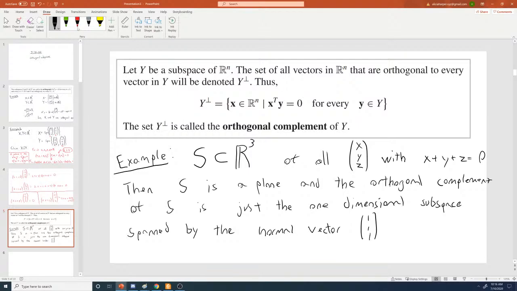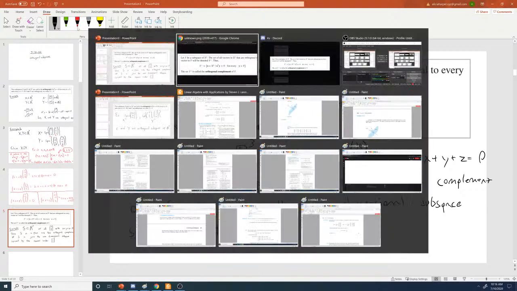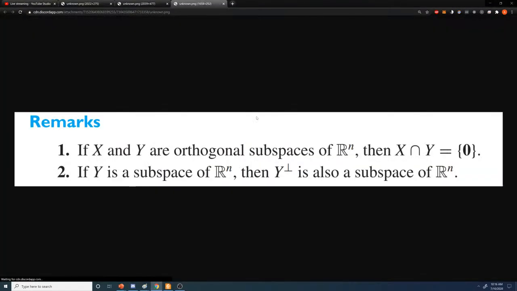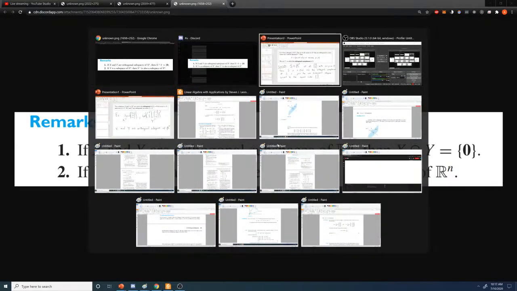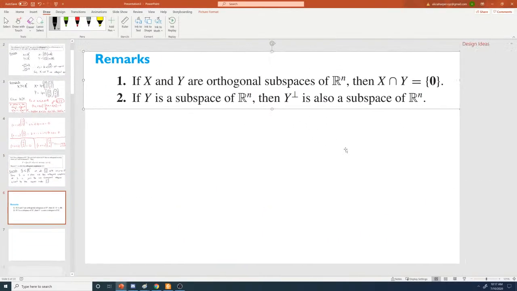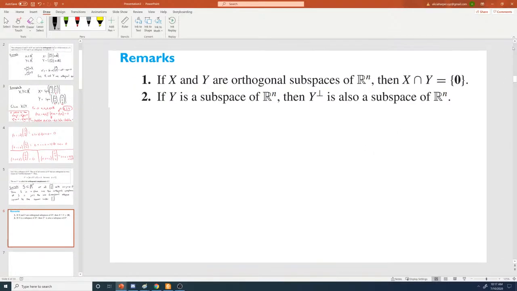Before I get to that, though, I just want to make a few simple remarks on the nature of orthogonal subspaces. So let's suppose that X and Y are orthogonal subspaces of Rn. The first claim we're going to make is that X intersects Y in the 0 subspace. The second claim is that if Y is a subspace of Rn, then the orthogonal complement of Y is also a subspace of Rn. So I'm going to start by proving one.